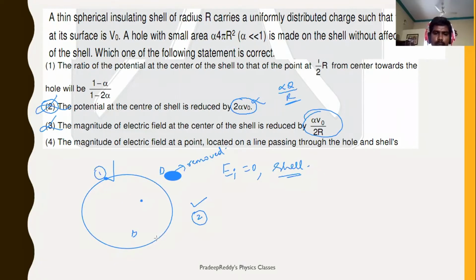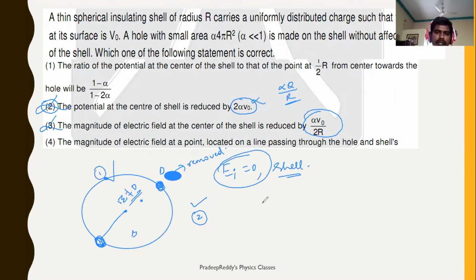So whatever the removed portion is, like here we are removing some part, exactly identical to that there will be some portion here. Because of only this portion, there is an electric field at the center which is non-zero. Right? Initially electric field is 0. Now because of this part, electric field is increased rather than decreased.